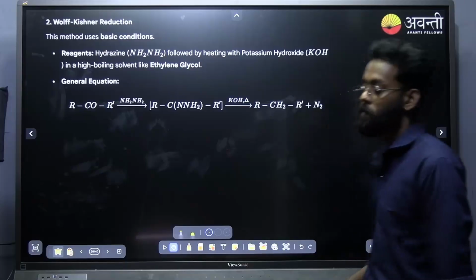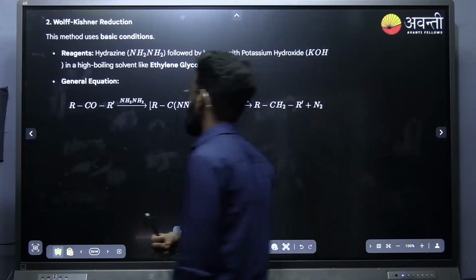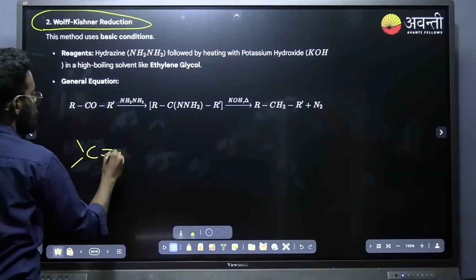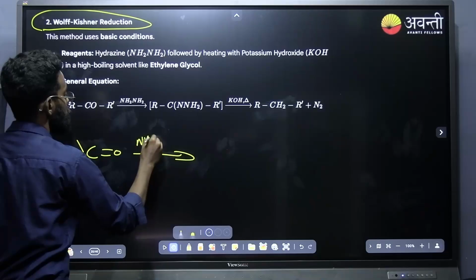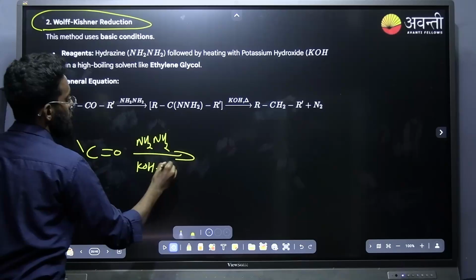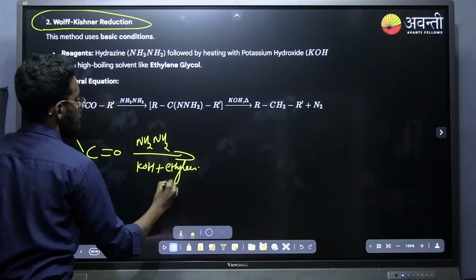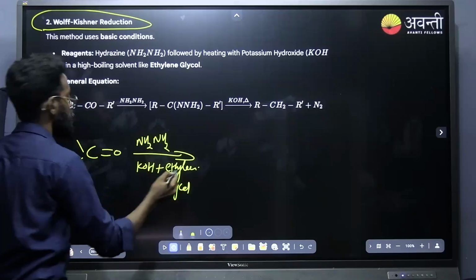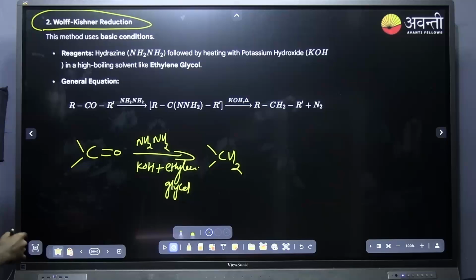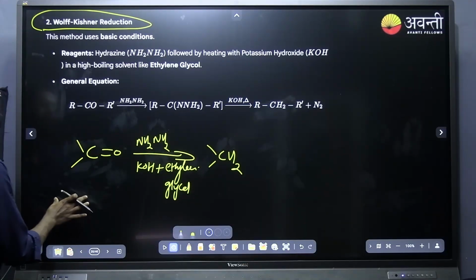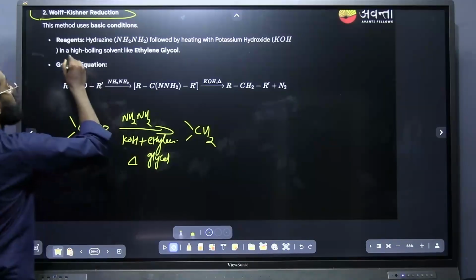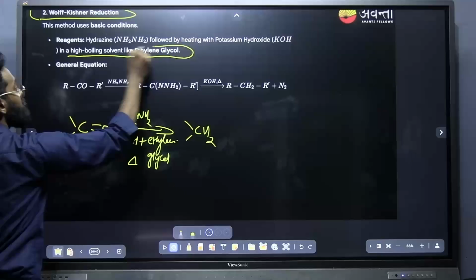Next one is Wolff-Kishner reduction reaction. This is also the same thing; the product obtained is the same. C double bond O in presence of hydrazine NH2NH2 and KOH, ethylene glycol, will give CH2, the alkane. That is the only product that is obtained here. And note down the main thing: this reaction takes place at high temperature, because it happens in a high boiling solvent like ethylene glycol.